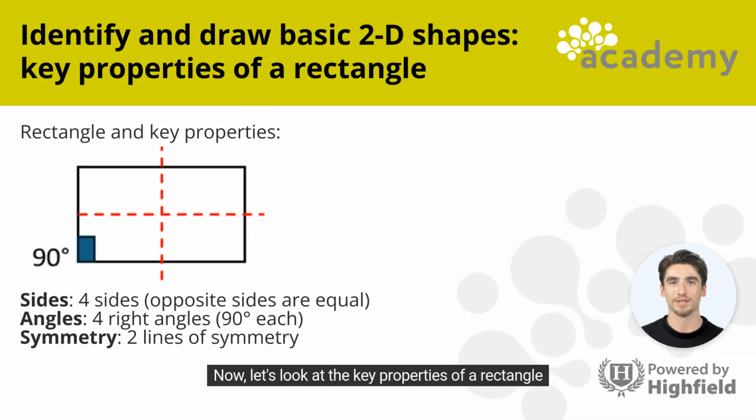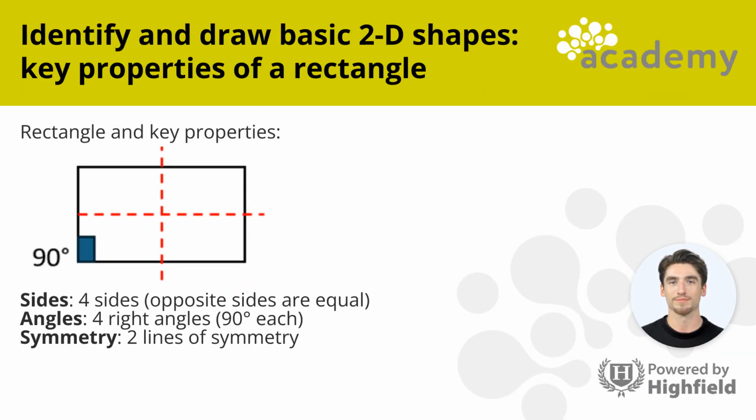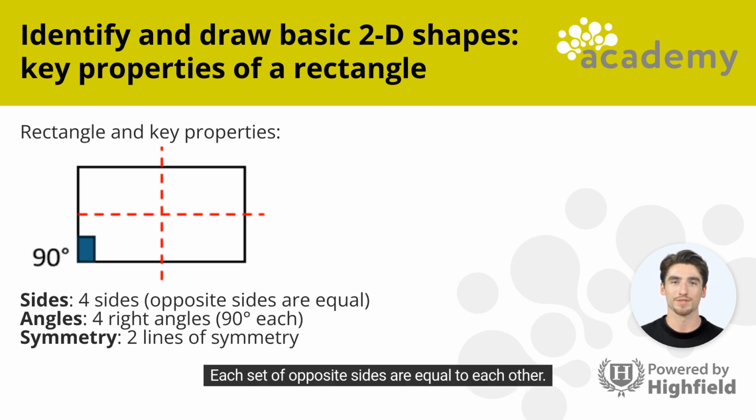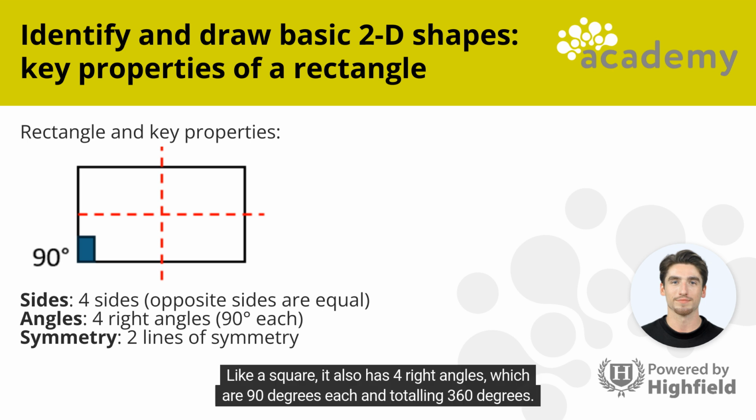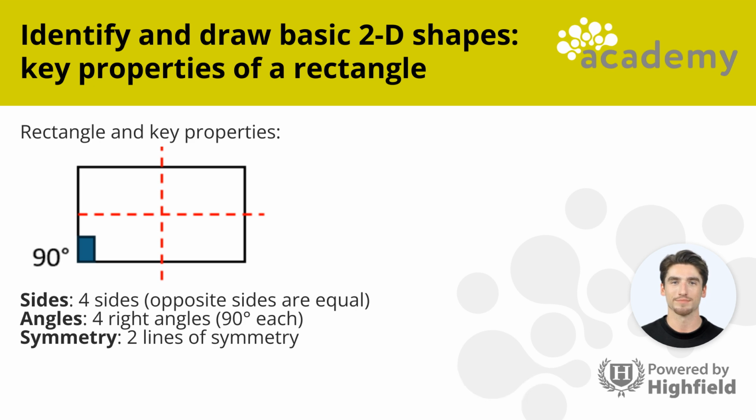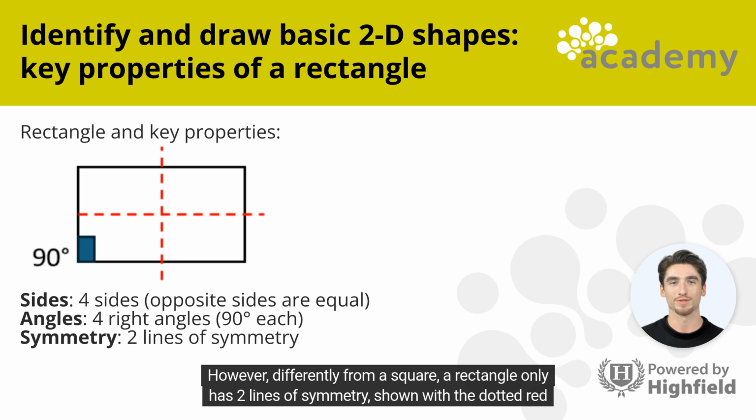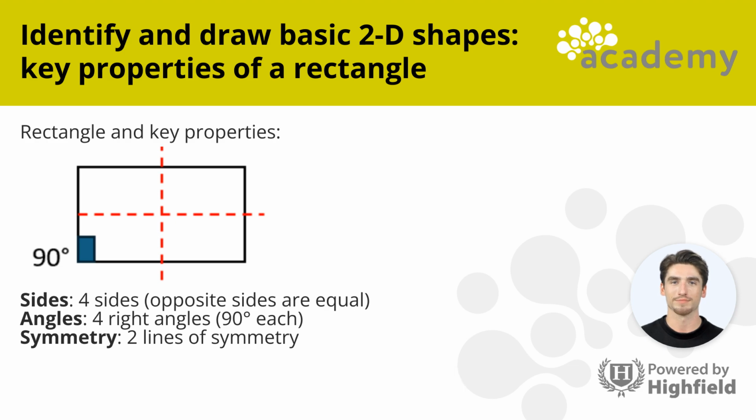Now, let's look at the key properties of a rectangle. A rectangle has four sides. Each set of opposite sides are equal to each other. Like a square, it also has four right angles, which are 90 degrees each and totaling 360 degrees. However, differently from a square, a rectangle only has two lines of symmetry, shown with the dotted red lines on the image again.